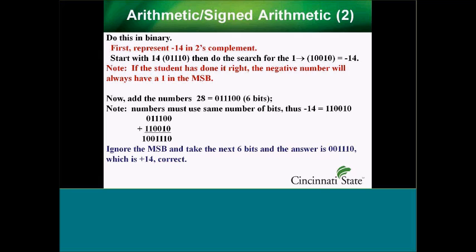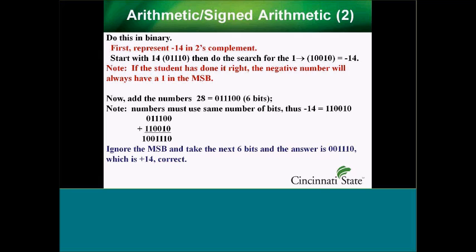Here it is. The first thing you do when you're doing 28 minus 14 is represent the number negative 14. So we're going to do the 2's complement, so they can search for the 1, flip all the bits, and get 1, 0, 0, 1, 0. Again, specify that.